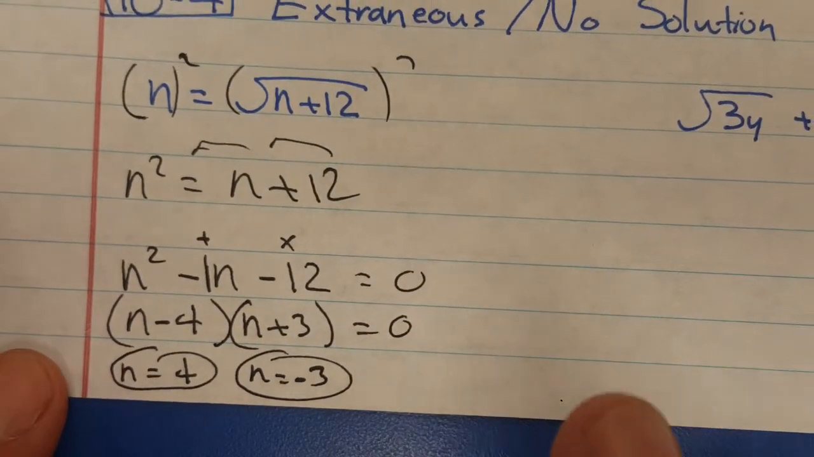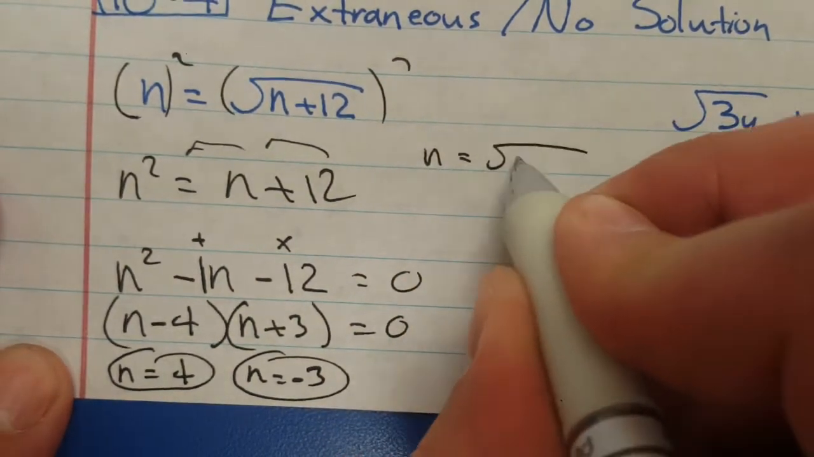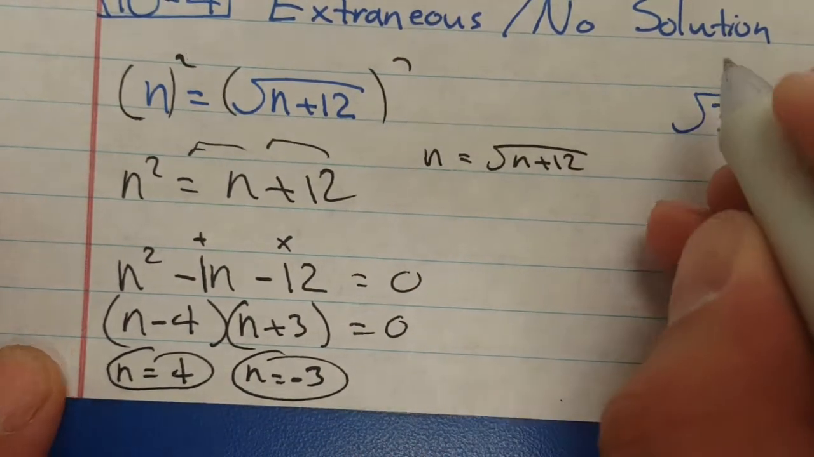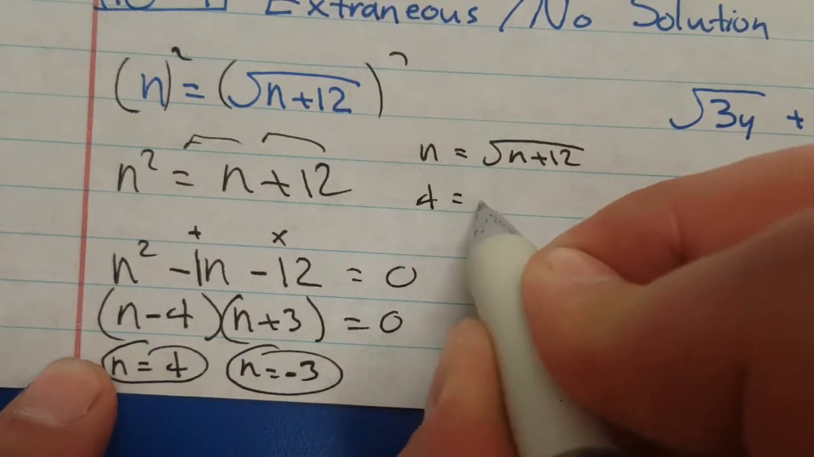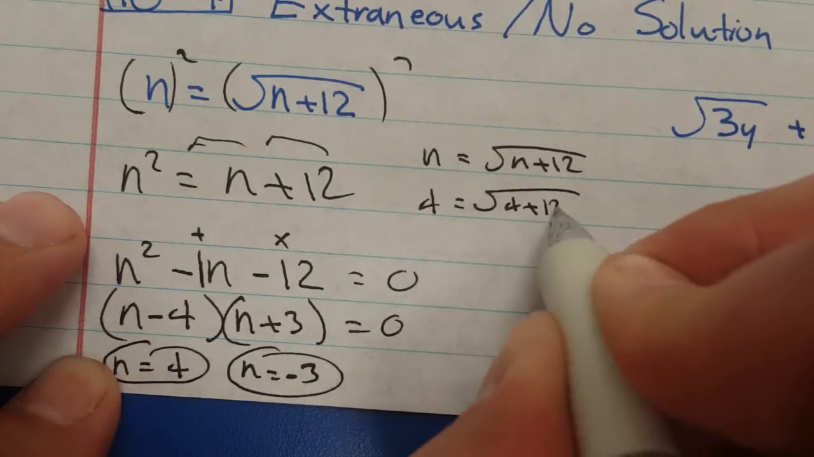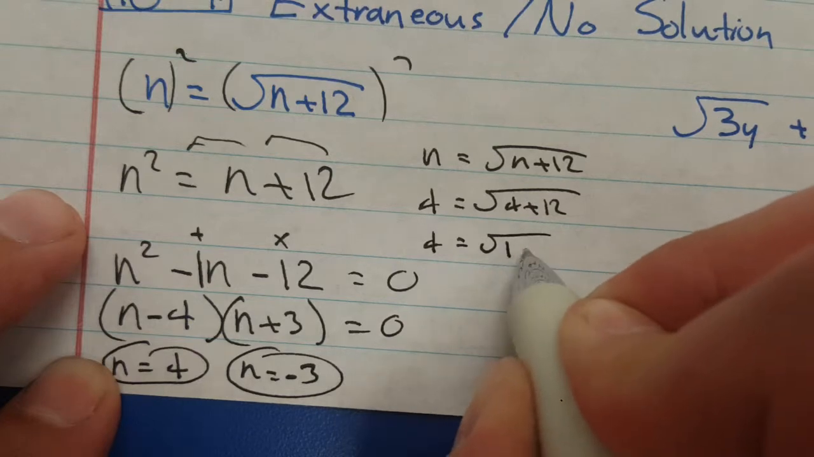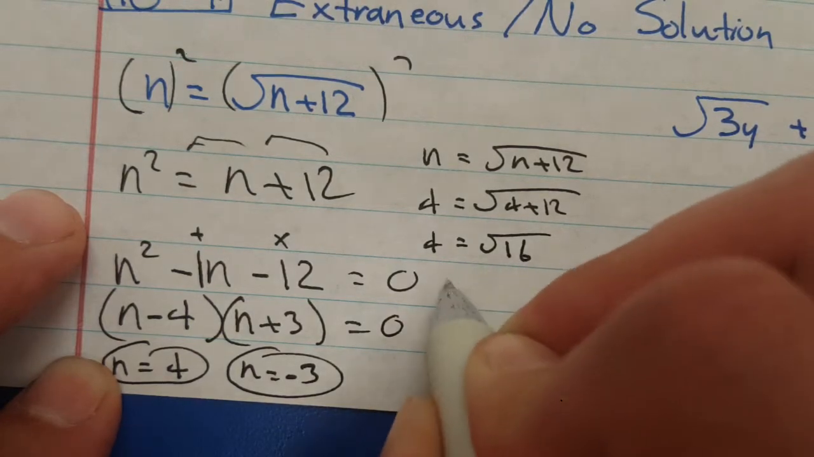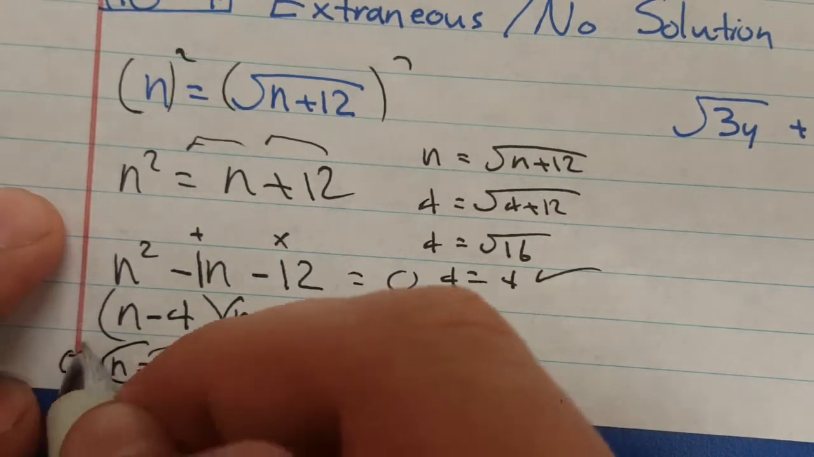So watch this. Let's go back up to n equaling the square root of n plus 12. So 4 works, I believe. You plug a 4 in, square root of 4 plus 12. 4 plus 12 is 16. Pretty sure that 4 equals the square root of 16, because the square root of 16 equals 4. Okay, so this one's okay.